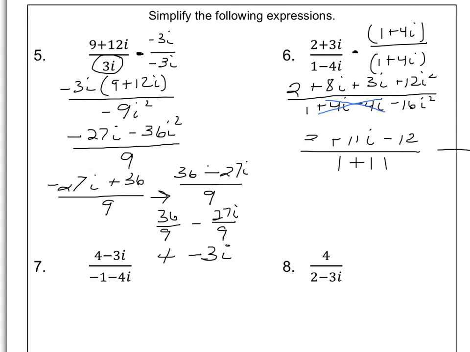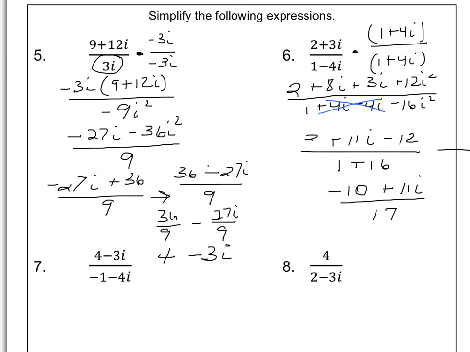So 2 and negative 12 are like terms. That's negative 10 plus 11i. And then I'm going to divide that by 1 and 16, which is 17. Now, as I look at this fraction, can I pick a number that will go into all 3 of these at the same time? No. So this is my final answer right here: negative 10 plus 11i over 17.